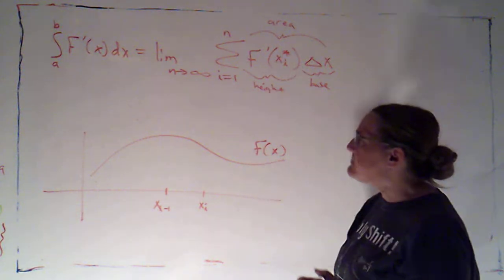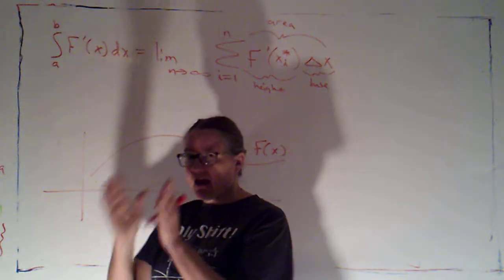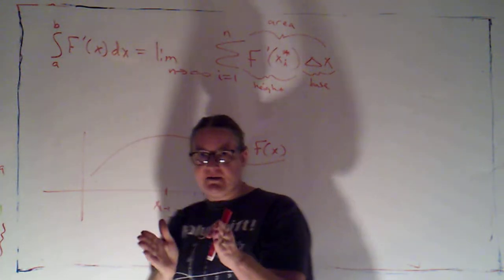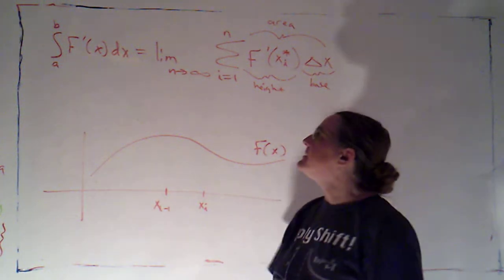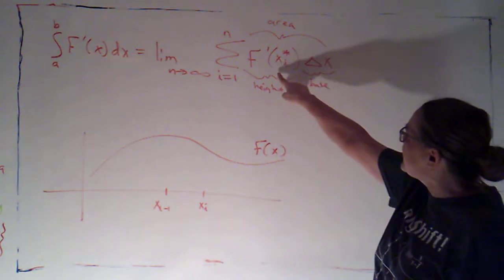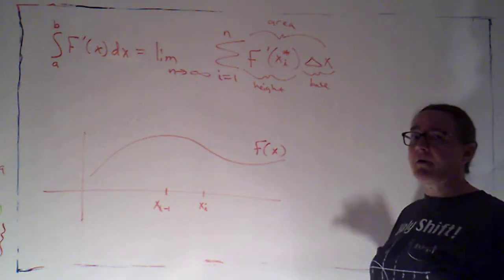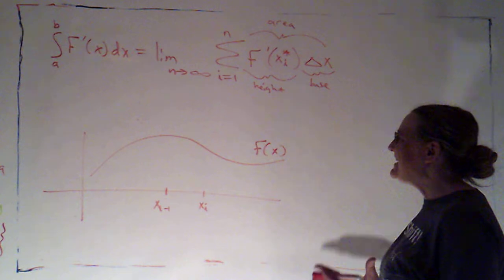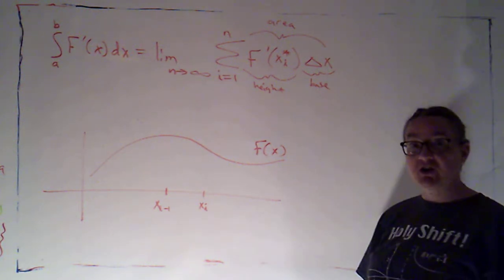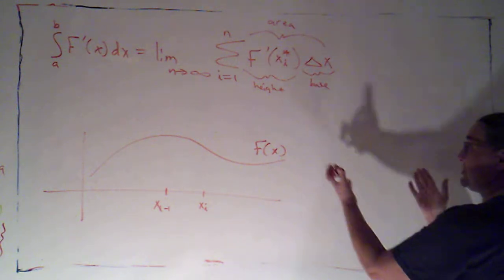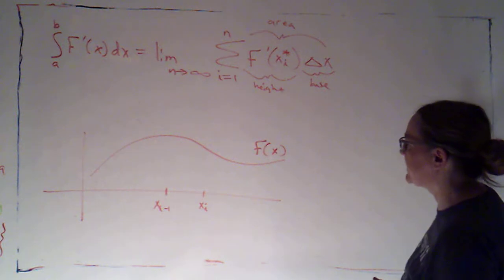Because I know where I'm trying to go with this. I'm trying to get to just F of x evaluated at b minus F of x evaluated at a, and that's what I want. But right now, there's no F. I'm talking about f prime. I'm talking about the wrong function. I need to somehow find a way of switching to talking about my function F, which I know is supposed to show up in my final answer. Okay.